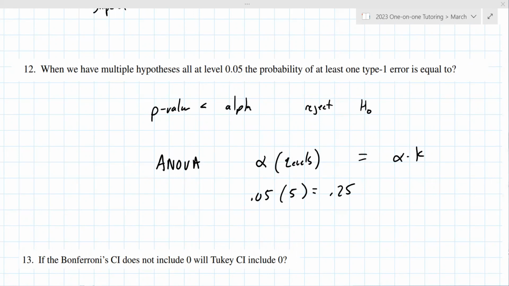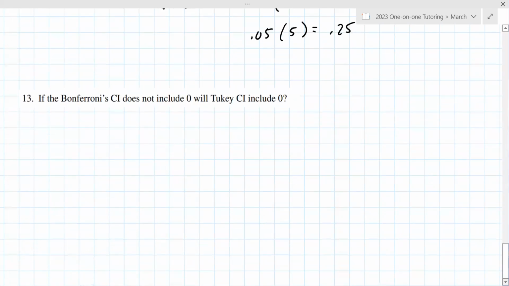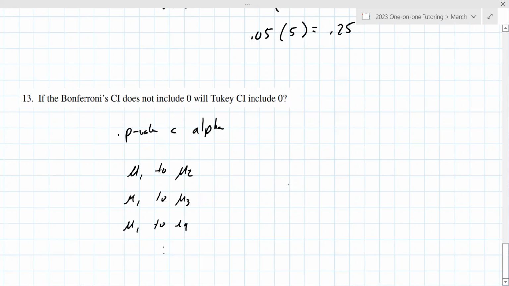13. I don't know what those are. So these are called the post hoc tests. These are the ones you do if your p-value is less than alpha, because you know there's a difference. So you then do the individual comparisons. You compare mu1 to mu2 and mu1 to mu3 and mu1 to mu4 and so on. Got it.